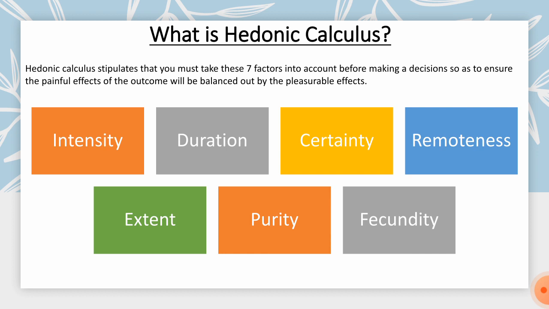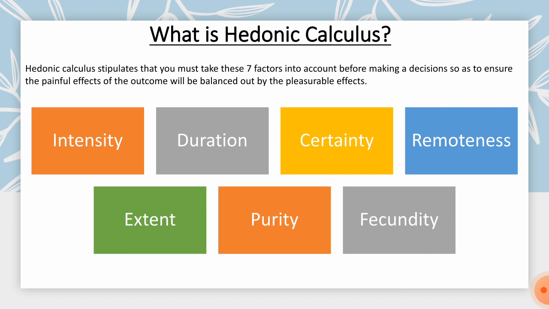So, what is Hedonic Calculus? Hedonic Calculus stipulates that you must take these 7 factors into account before making a decision, so as to ensure the painful effects of the outcome will be balanced out by the pleasurable effects.